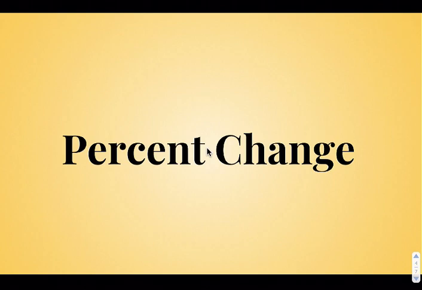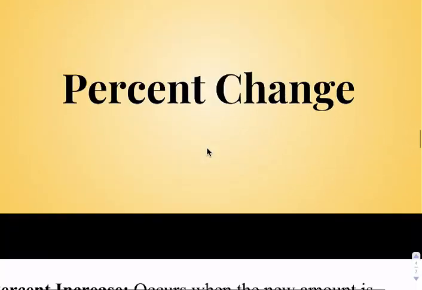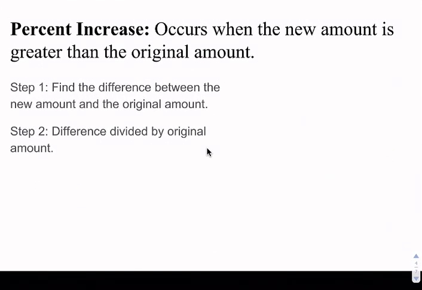All right, so this is all about percent change. The ways that a percent can make an amount change is by increasing it or decreasing it. Percent increase happens when the new amount is greater than the original amount.